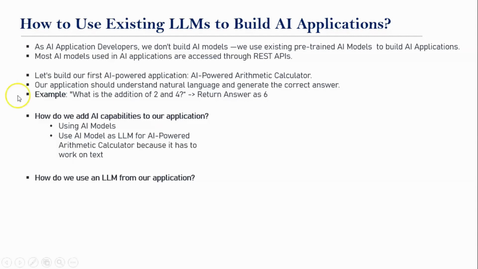Very simple. Most AI models used in AI applications are accessed through REST APIs. Not only an LLM, any AI model is mostly available as REST APIs. So in our AI powered applications, whenever you want to work with any AI model, or in our case, if you want to work with an LLM, you have to use REST APIs to use the AI capabilities from LLMs. So simply, AI applications communicate with LLMs through REST APIs.